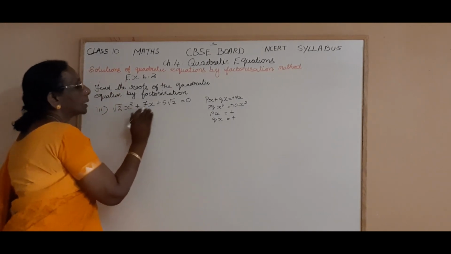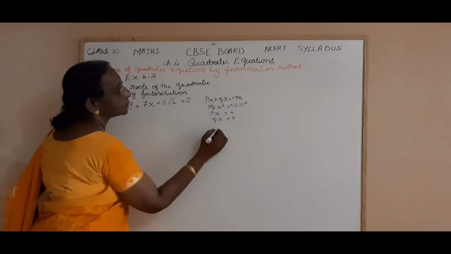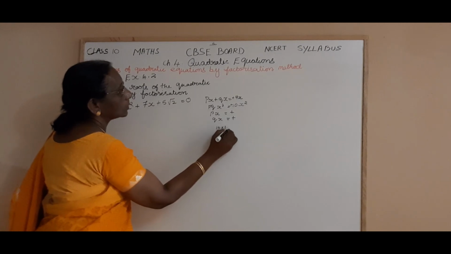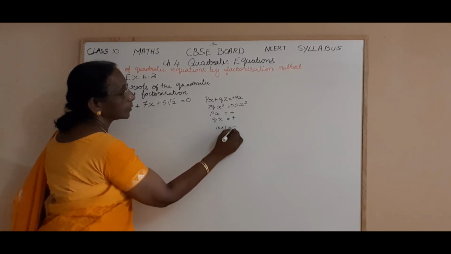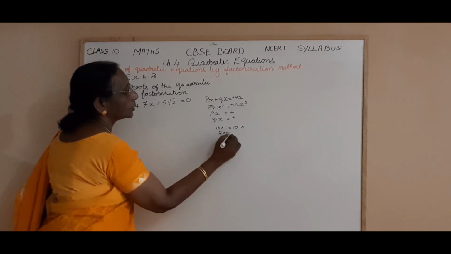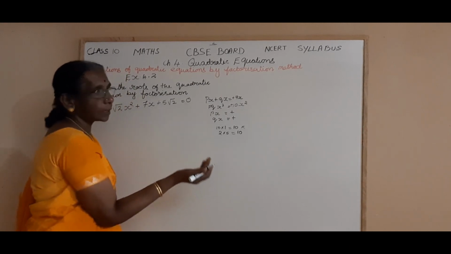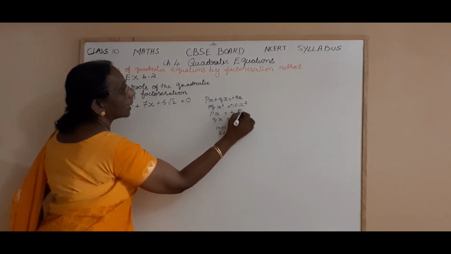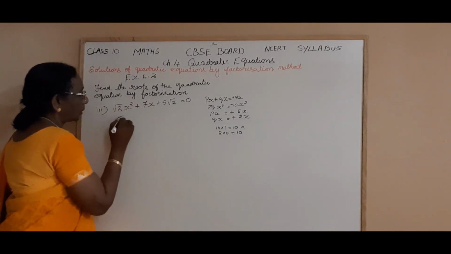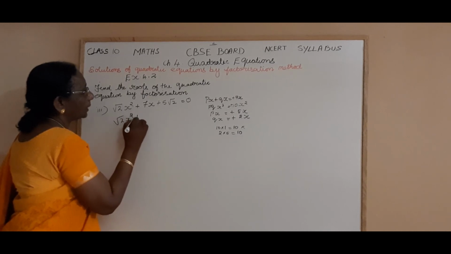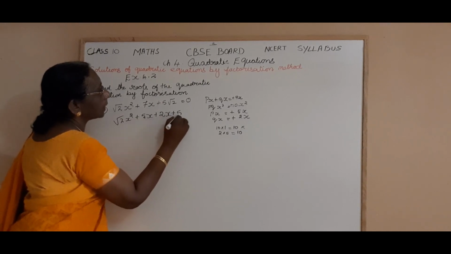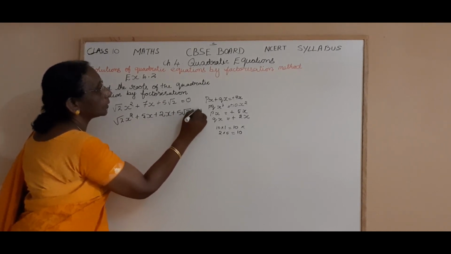Okay. Now let us write the factors of 10. We have to add both. So 10 into 1, 10 plus 1, 11. We don't want this. Next, 2 into 5, 10. Here 5 plus 2, 7. So this is 5x plus, and this is 2x. Okay. So now split it. Root 2 x square plus 5x plus 2x plus 5 root 2 is equal to 0.